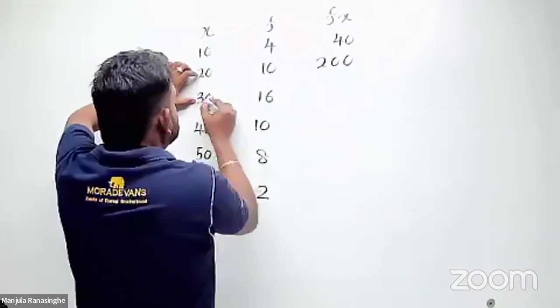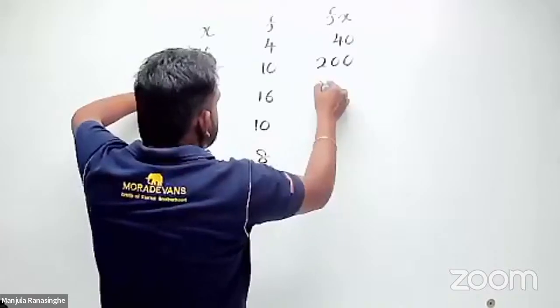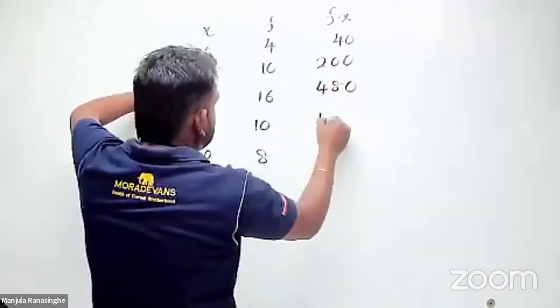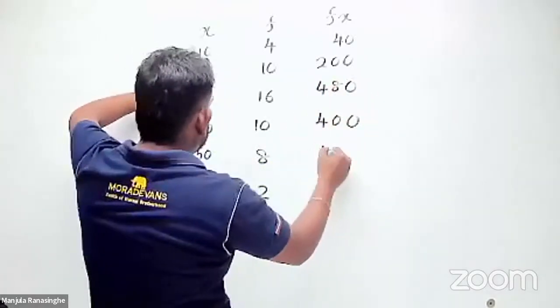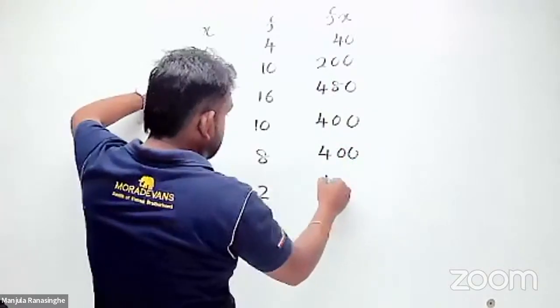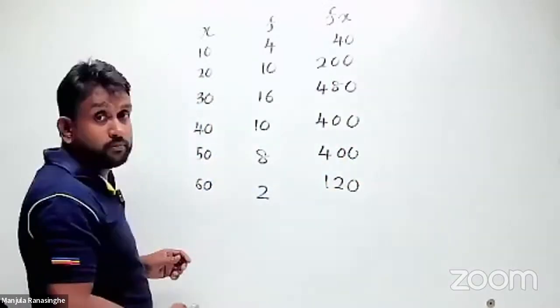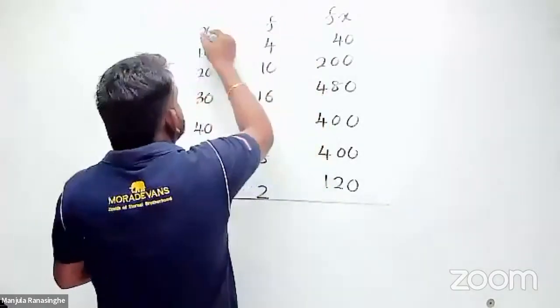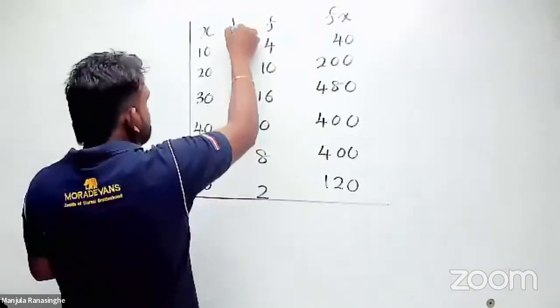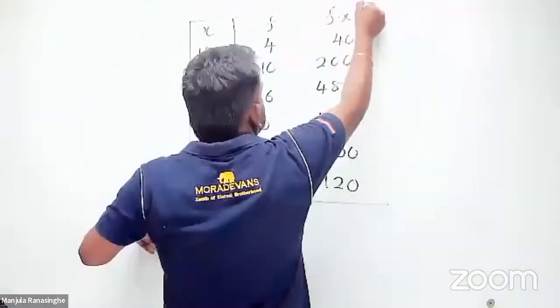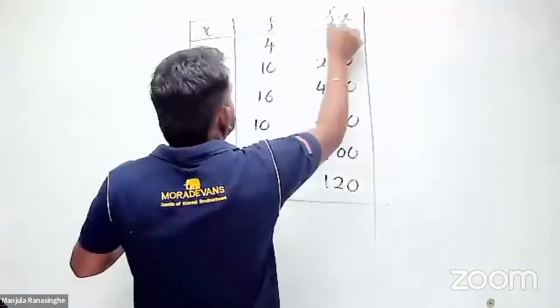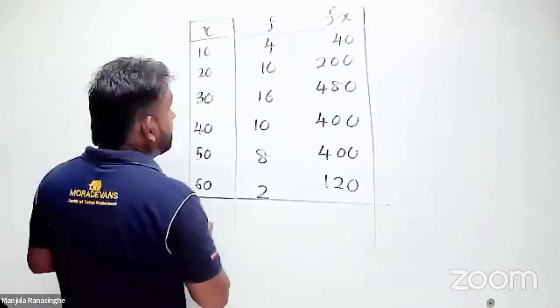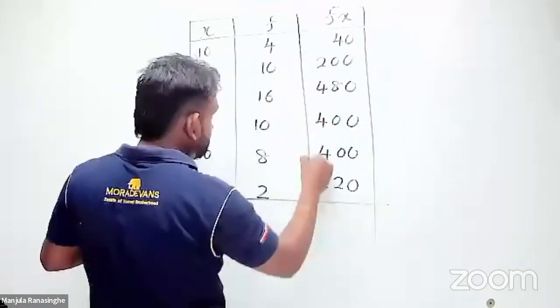Then 30 into 16, just 480. Then here 400. Then here 400. Here 120. Okay, that is the fx column. Then you take this sigma fx. So these are actually the columns. So at last you take these two values.